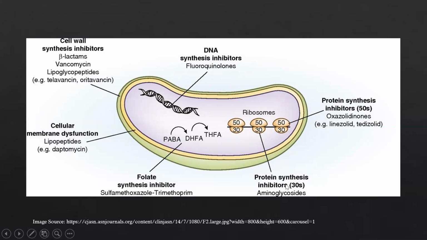We also have antibacterials or antibiotics that act on the 30S subunit. On this lower part of the ribosomes, they act to stop the synthesis of proteins. An example of these antibiotics are the aminoglycosides. And we also have the inhibitors of folate synthesis. An example is cotrimoxazole, the sulfamethoxazole-trimethoprim. They inhibit folic acid synthesis.